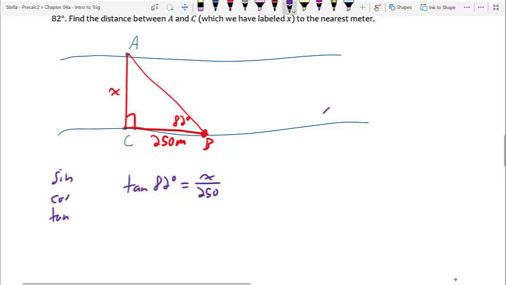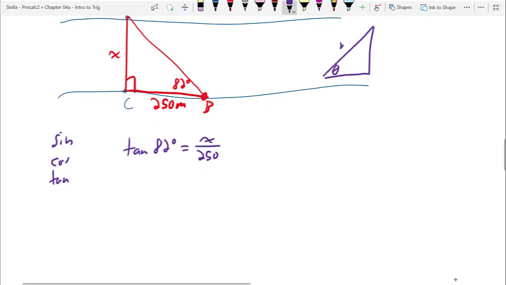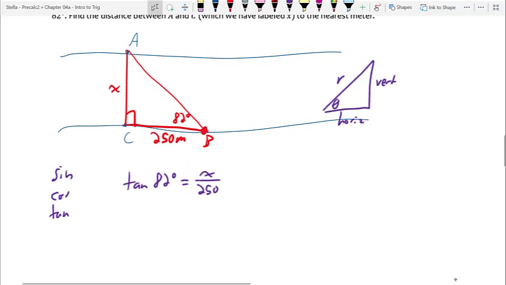Note, a lot of times I talk about vertical and horizontal in a right triangle. I think of this as the radius. I think of the vertical right here as the y and the horizontal as the x. I don't want you using opposite, adjacent, or any of that stuff. It's really not that valuable to think of that. Okay, back to this problem. If I multiply both sides by 250, I get x is equal to 250 times the tangent of 82 degrees.